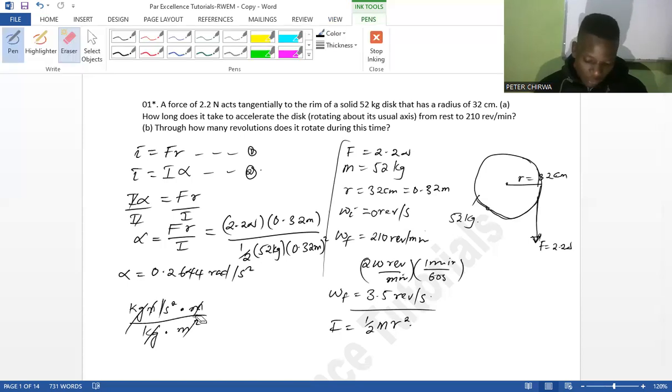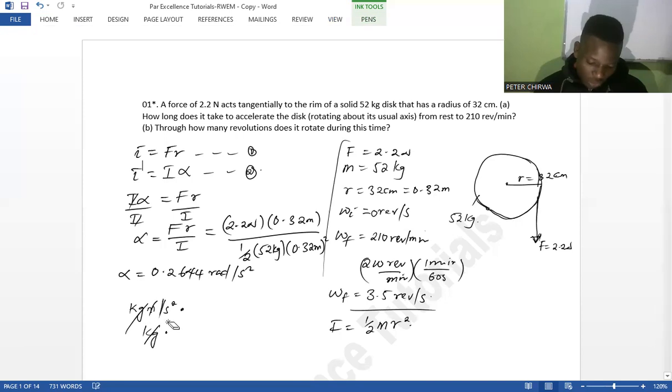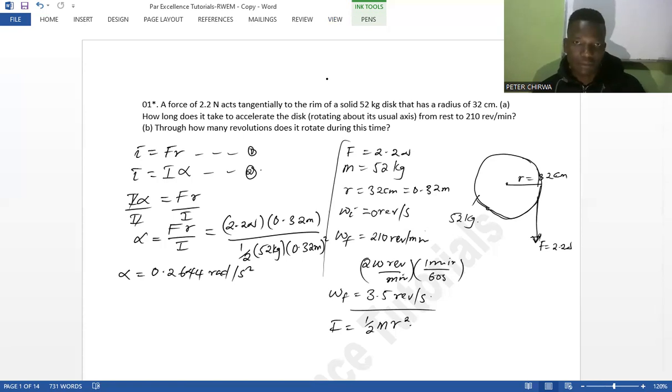All right, so I just wanted to make sure that you are not lost to say, how has he just decided? It's not basically just deciding on what SI units to use at the end. All right, so we have rad per square second, but when you look at your data, you have everything to do with revolutions. So now, what we do is to convert this into rev.